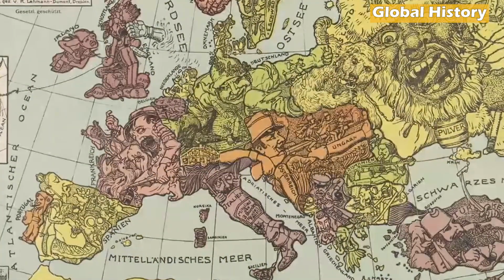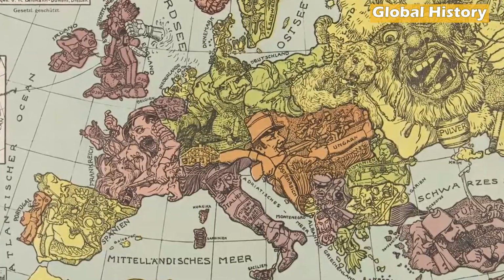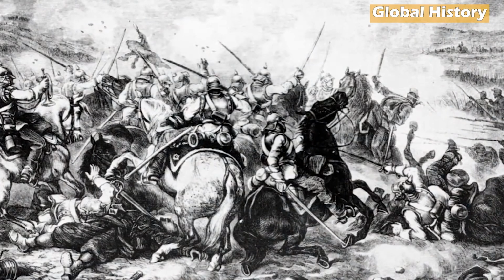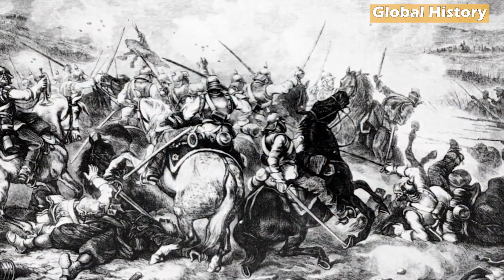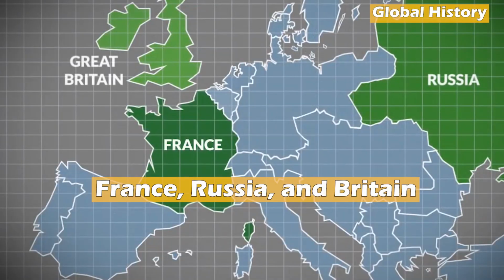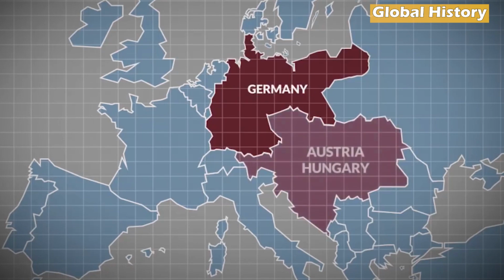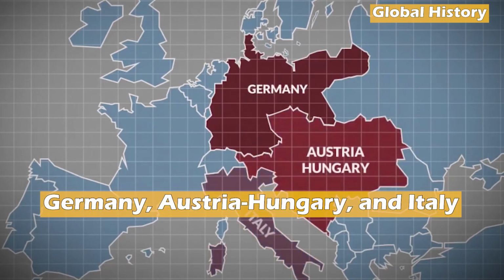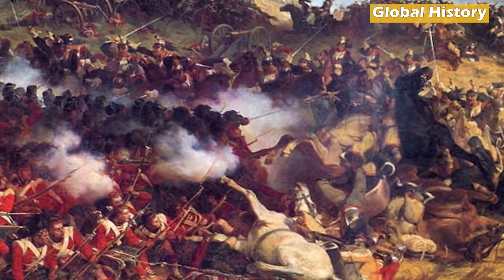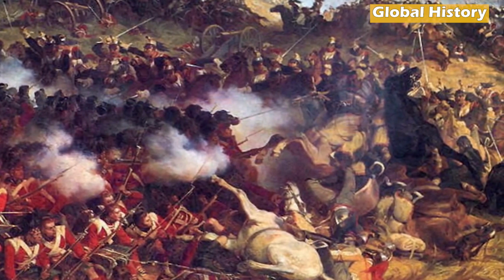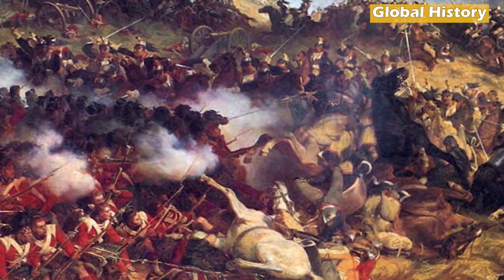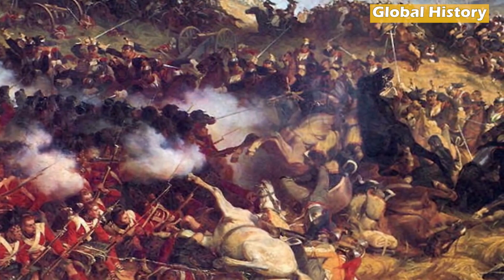Alliance system. The web of alliances was a double-edged sword. While they were designed to maintain peace, they often led to the opposite. The Triple Entente, comprising France, Russia, and Britain, and the Triple Alliance, Germany, Austria-Hungary, and Italy, created a scenario where an attack on one nation would drag in many others. This system had a domino effect, making conflict more likely.